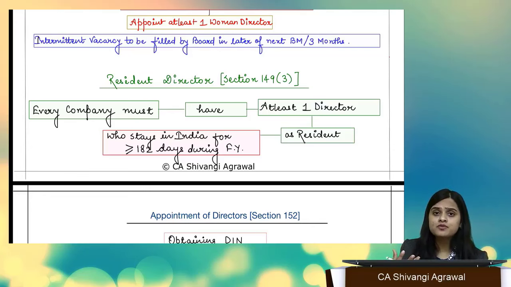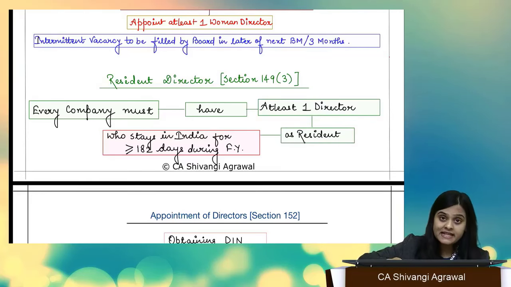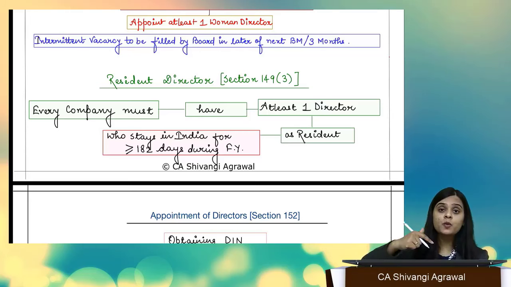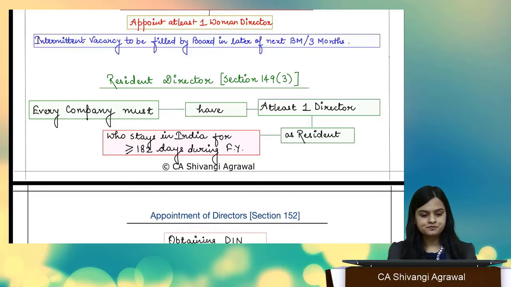Who has the power to fill it? The board has been conferred the power to fill it. By when? At the immediate next board meeting or within 3 months, whichever is later. So the intermittent vacancy has to be filled within this particular time limit.